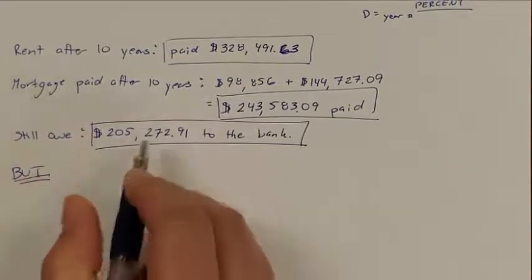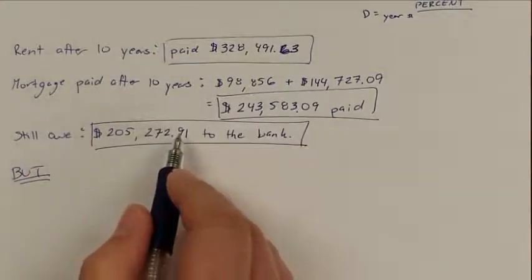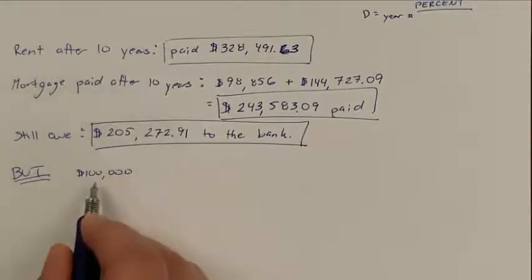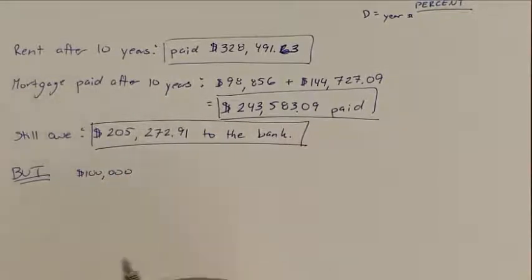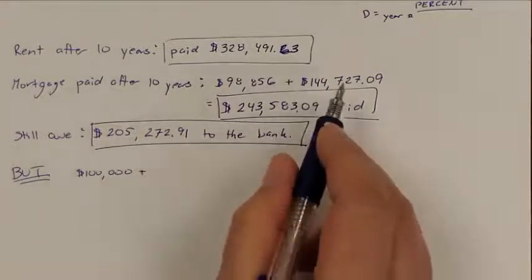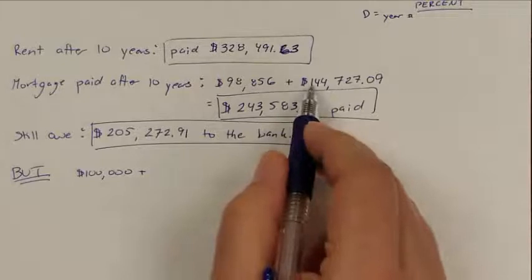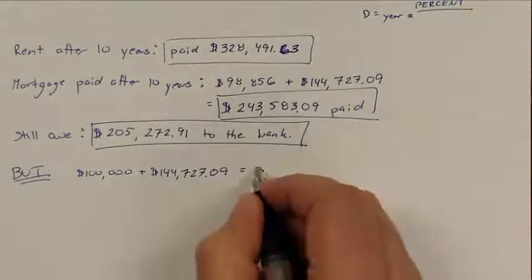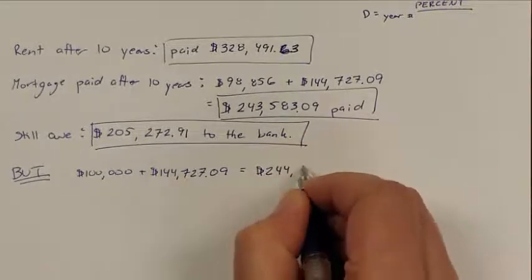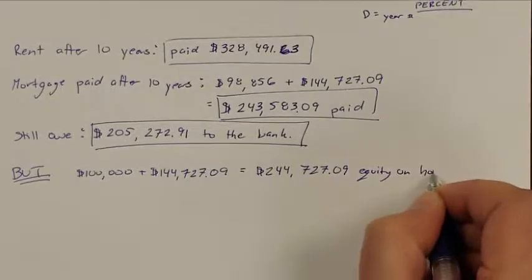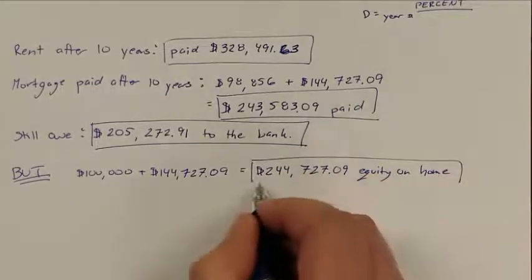When you own a home, you have what's called equity. I put $100,000 down on that home, which means I can get that $100,000 back. The principal, how much I've paid, if I were to sell my home, I would also get that amount of money back, which means the equity in my home is $244,727.09.